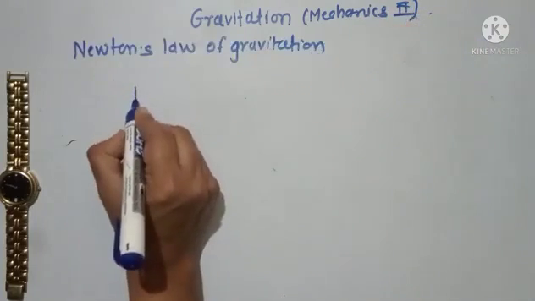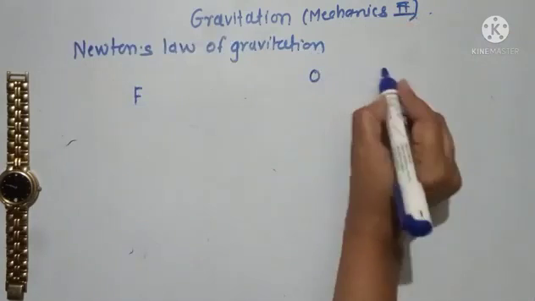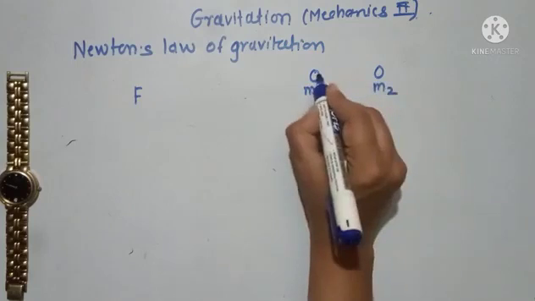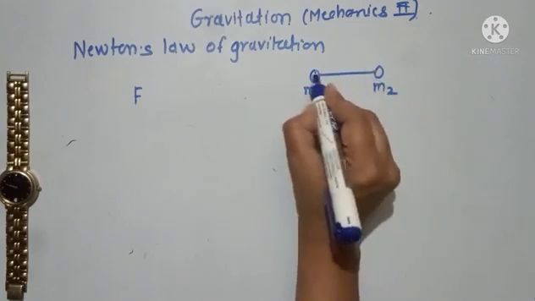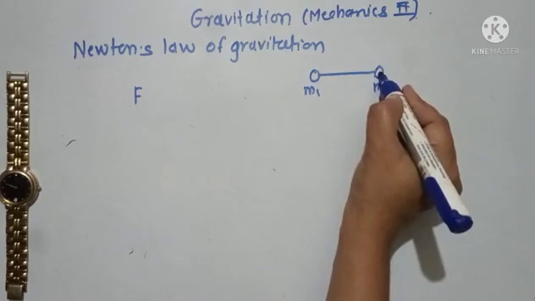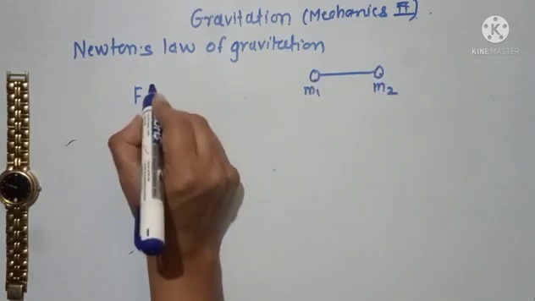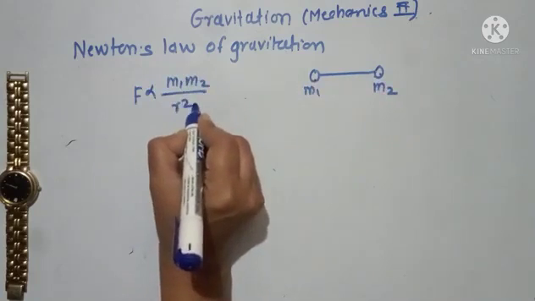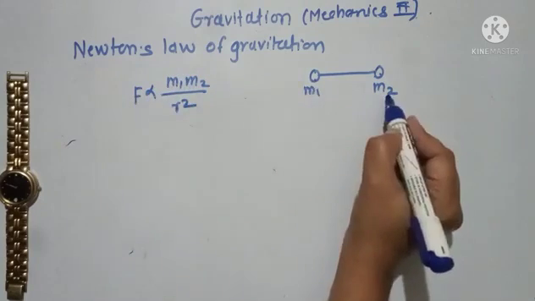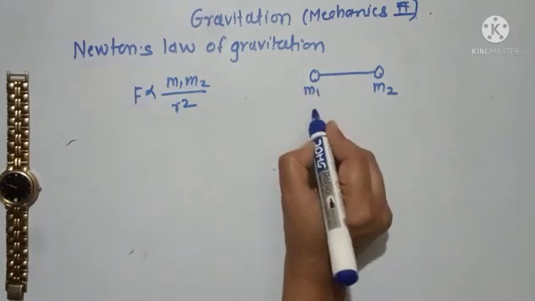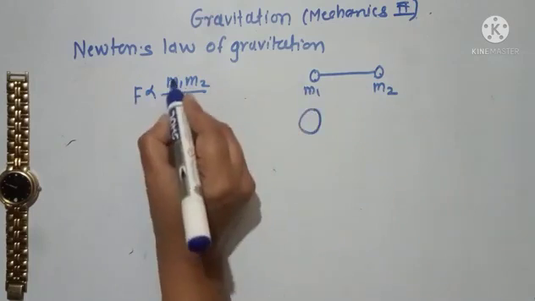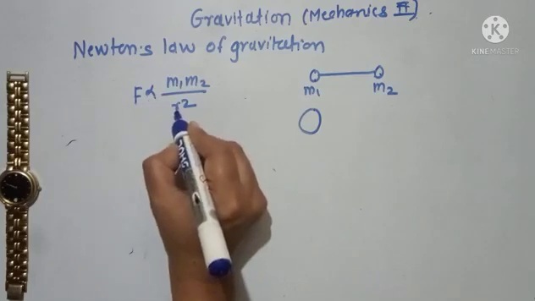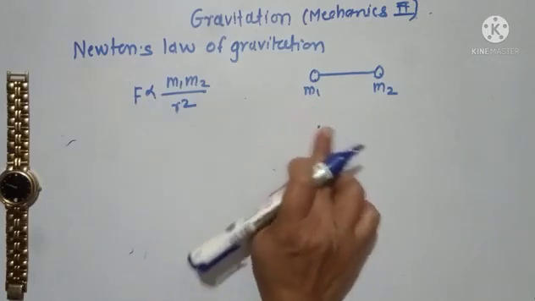Newton, for the first time, found that if there are any two objects in the universe having masses m1 and m2, the force applied by this mass on that mass, or that mass on this mass, is directly proportional to m1 m2 upon r square. The force is directly proportional to the masses, which is obvious, because if you take a greater mass, the numerator will increase. But it is inversely proportional to the square of the distance.